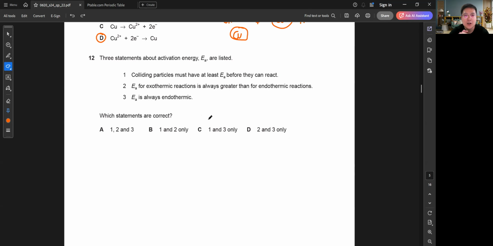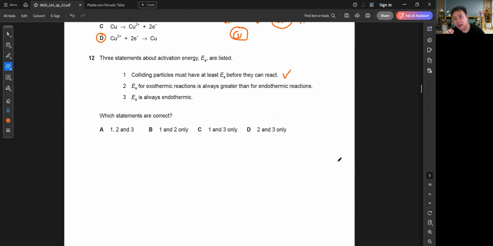Number 12. Colliding particles must have at least the activation energy, which they show us here, EA, before they can react. Yes, correct. That's literally what the activation energy means. They must hit each other at a certain energy, only then can they stick together. If not, they will not be able to react. Okay, let's look at the next.